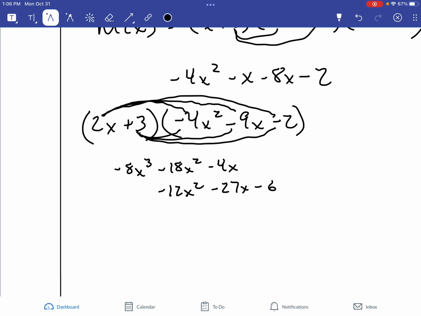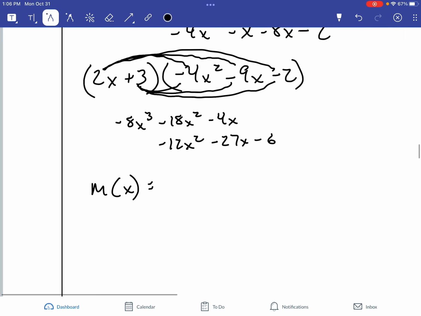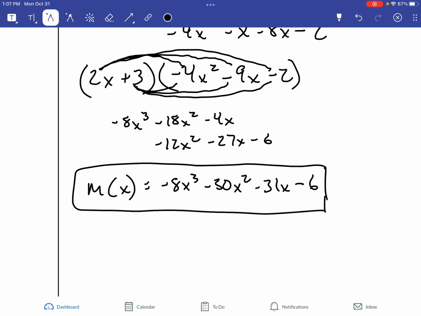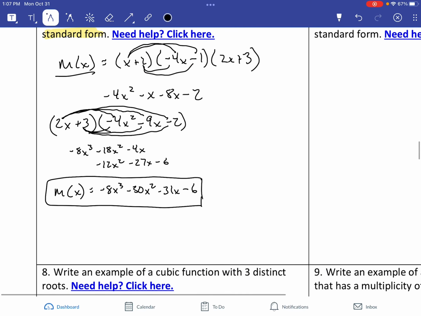6. So one thing we can't forget is that our function is called m of x. Now we can combine our like terms. We have negative 8x to the third. That gives us negative 30x squared. It gives us negative 31x and then minus 6. And that's it. You're done.